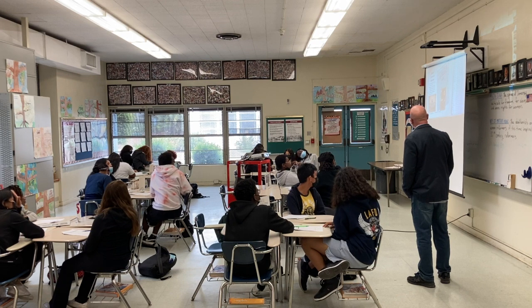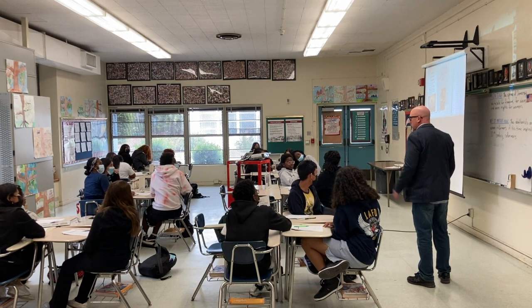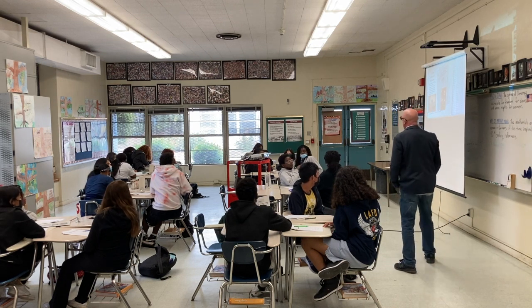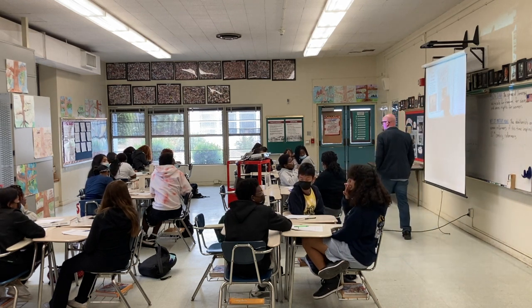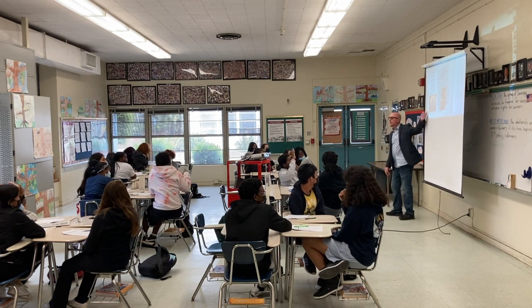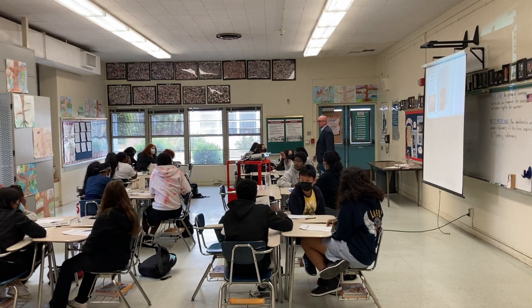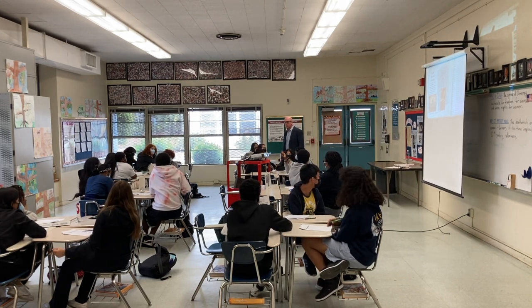What is that a photograph of? Or a picture of? 1864. Pardon me? The U.S. Capitol. And what branch of government works inside of that building? The legislative branch. What's their main job? To write and make laws.